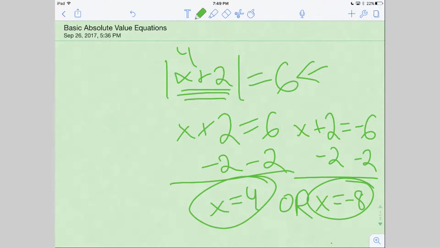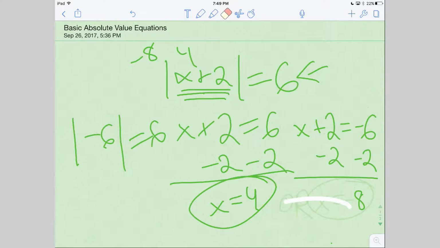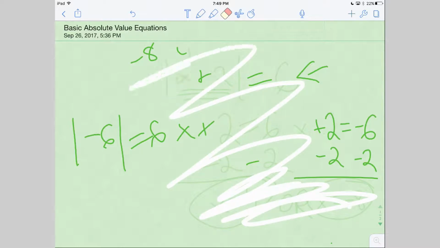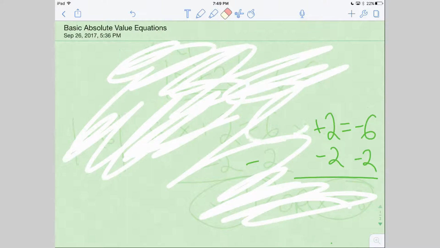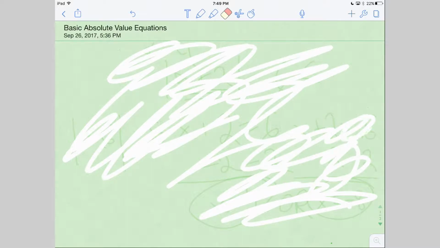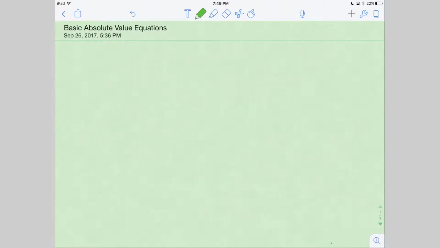4 plus 2 equals 6, or negative 8 plus 2 is negative 6, then the absolute value of negative 6 is 6. So those are the two solutions to something like that. Now we will try something just a little bit different. If it's like x minus 2 in the absolute value signs, it's basically the same thing. Now let's try something like this.